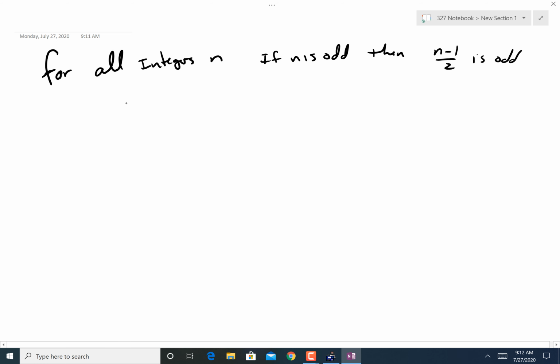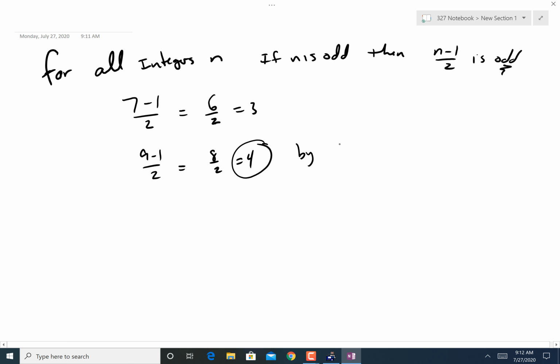Let's try one. Let's try 7. 7 minus 1 over 2. Oh, interesting. Well, that's 6 over 2. Okay, that's 3. Sweet. What if I did 9 minus 1 over 2? That's 8 over 2. Oh, it's 4. Uh-oh, they said it's odd. I showed that it can be even. So by counterexample, right? I disprove the statement because I gave a counterexample of that, all right?